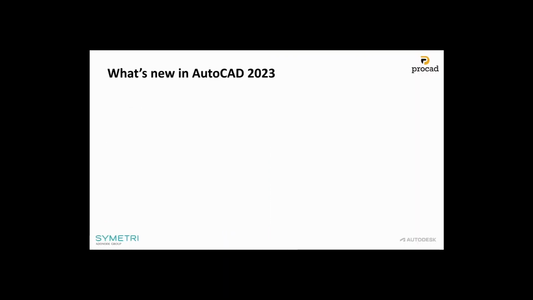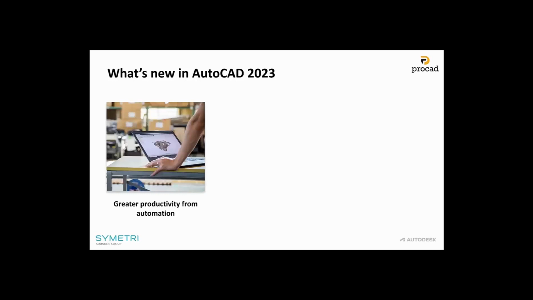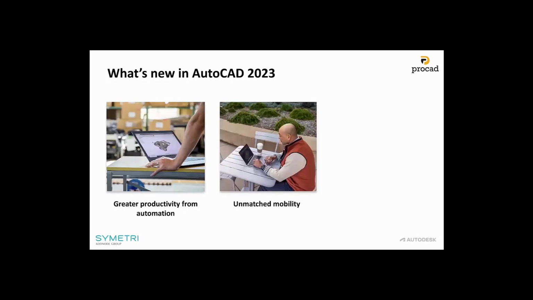So first off, what's new in AutoCAD 2023? One of the big focuses with AutoCAD 2023 is a greater focus on automation. There's a very new cool feature that we're going to talk about a little bit later. They're very much pushing the mobility aspect, so we have this AutoCAD Anywhere, where we can use it on phones, on browser, or the desktop app.